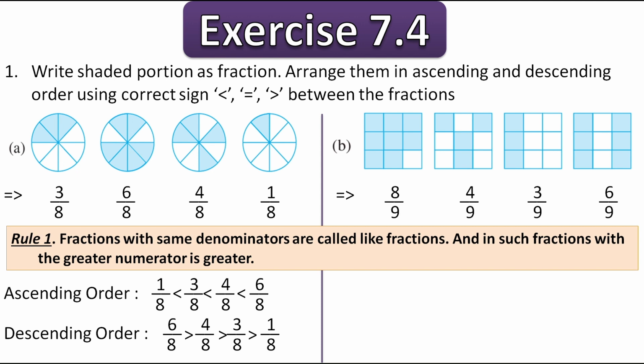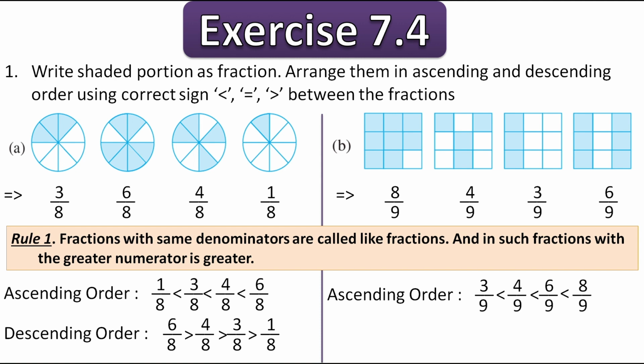Now let's write the ascending and descending order for part B. Here we have 3 upon 9 as the smallest, because 3 is smaller than 4, 8 and 6. So first we write 3 upon 9, which is less than 4 upon 9, which is less than 6 upon 9, which is less than 8 upon 9.